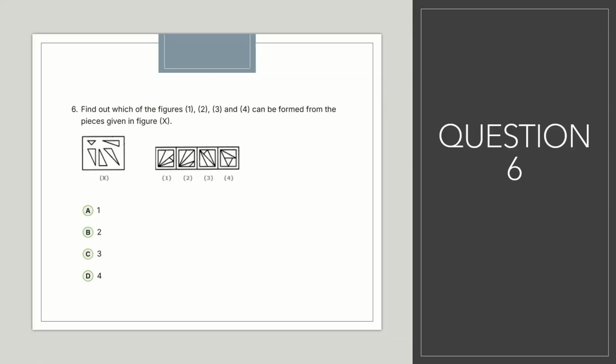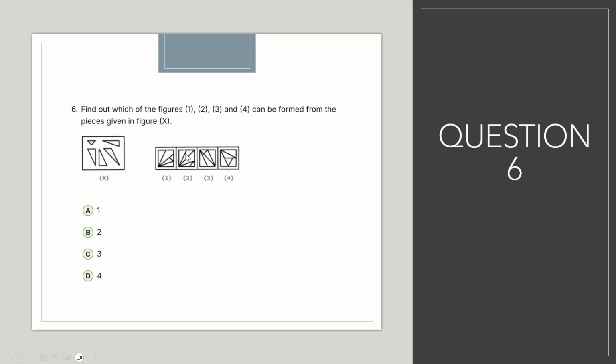Okay, and then moving on to question 6. We have all these different pieces under X. Looking at the pieces in here, you can see that we have 3 right angled triangles, which is this one here, this one, and this one. So we can look at the figures we have here to see which ones have 3 right angled triangles. Looking at figure 1, you can see we have 1, 2 right angled triangles, so it's not 3. So figure 1 can't be our answer.